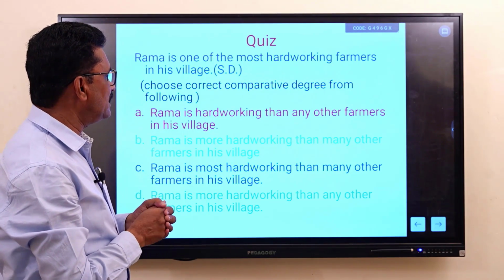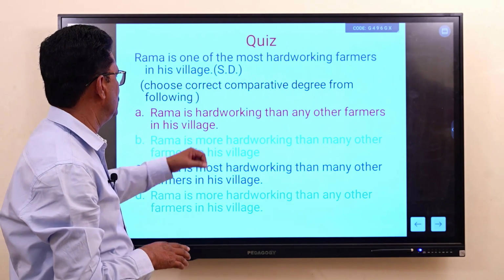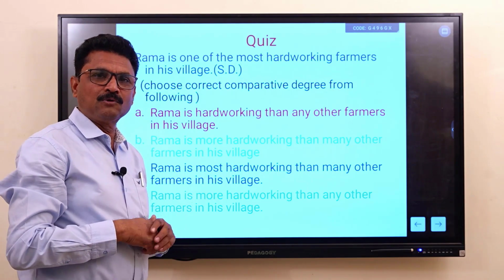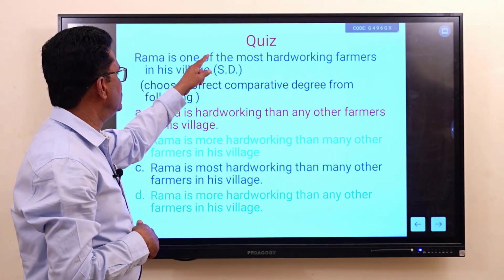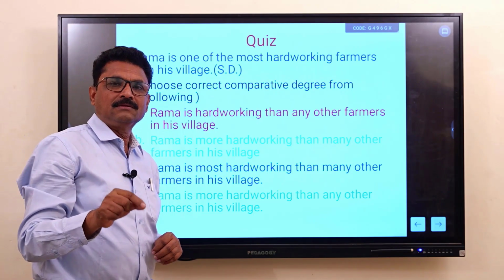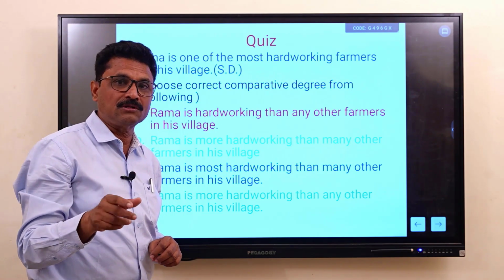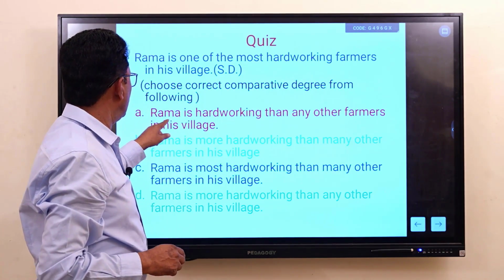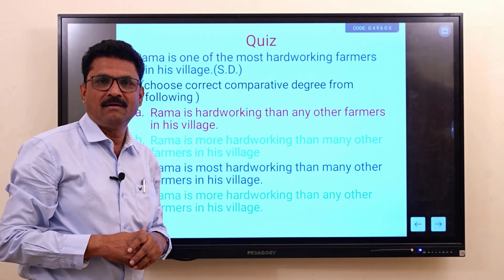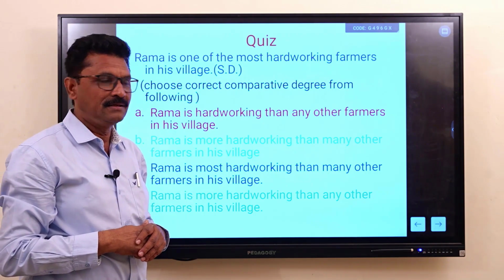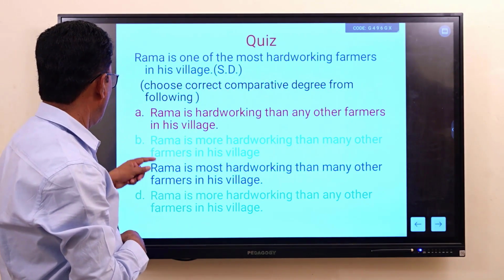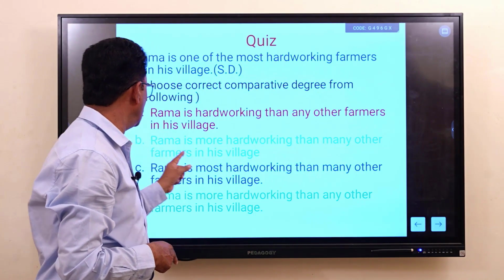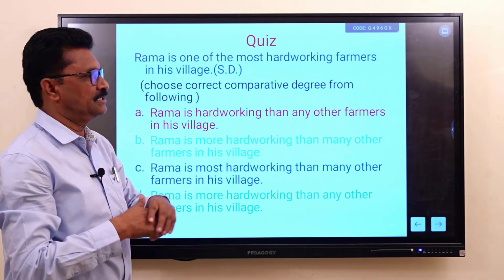Rama is hardworking than any other farmers in his village. If in a superlative degree one of the phrase is given, we can use than many other or than most other in comparative degree. So here than any other is used. That's why this statement is not suitable as a comparative degree. Look at the second one. Rama is more hardworking than many other farmers in his village.